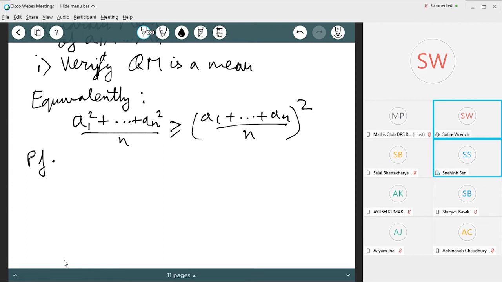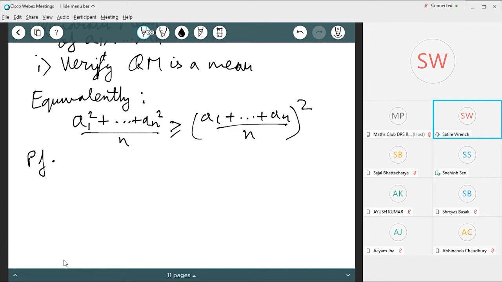Left hand side would become n minus 1 times a1 square plus a2 square all the way to an square, and right hand side would become 2 into a1 a2 and so on, basically all the combinations. Fair enough.